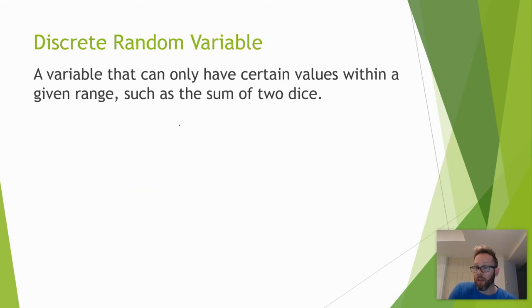This unit focuses on discrete random variables. A discrete random variable is a variable that can only have certain values within a given range. So the sum of two dice is a discrete random variable because you can only get so many totals, certain values. You can get 2, 3, all the way up to 12. Those are the values, only certain values.